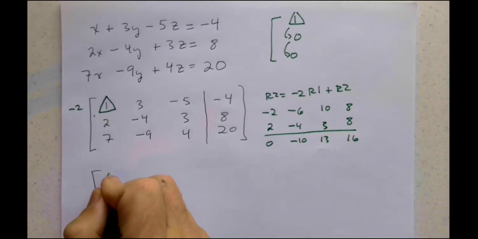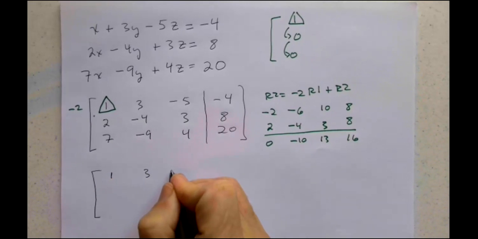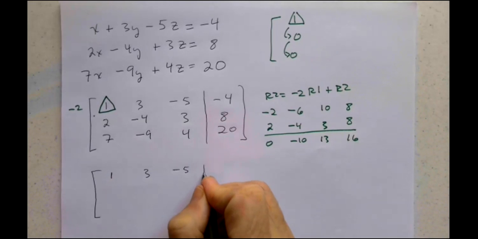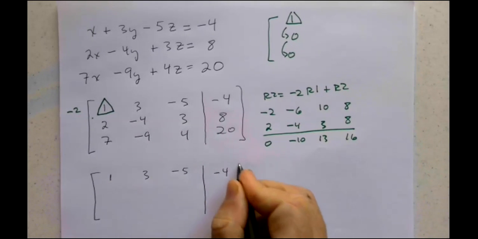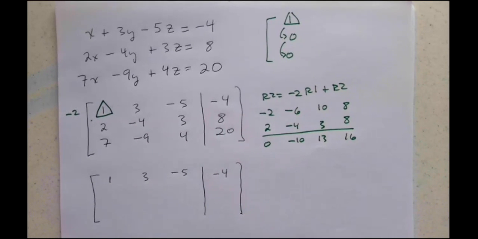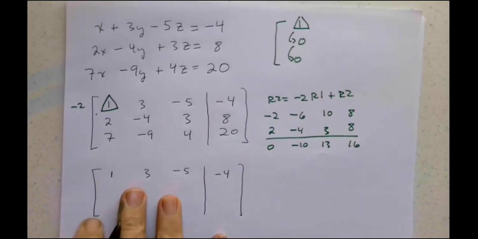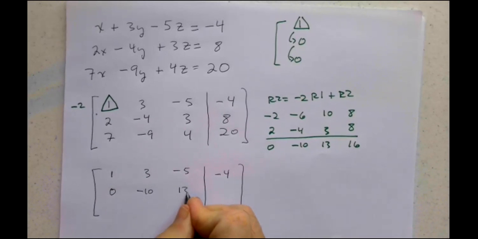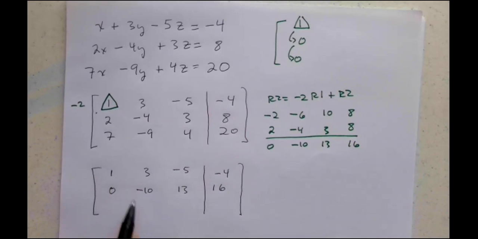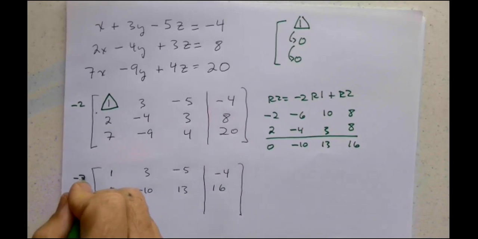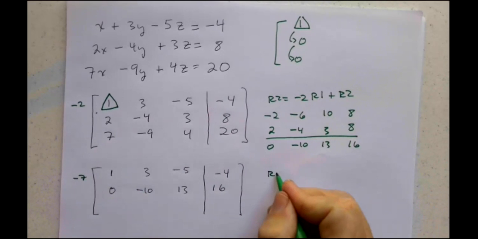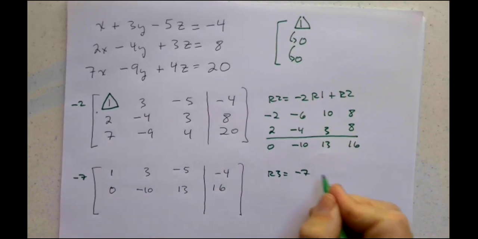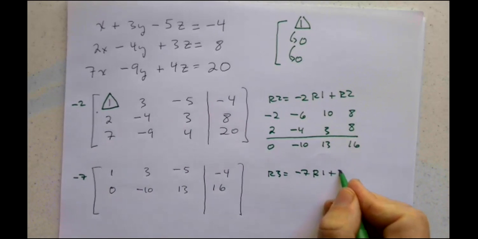So what I have now is first row stays the same, 1, 3, -5, -4. Second row has become 0, -10, 13, 16. Now I want to get rid of that 7. So I need a -7 to add to 7. So multiply the first row by -7. And I will say row 3 is -7 times row 1 plus row 3.